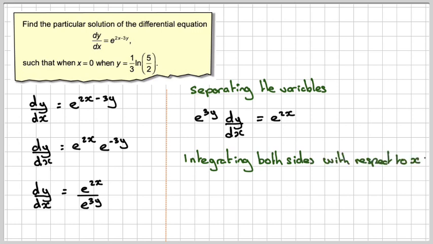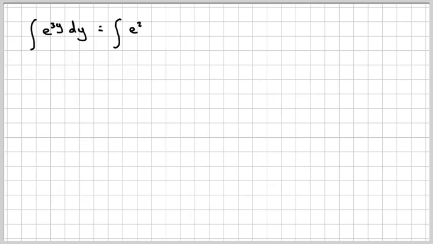And that does seem a little bit strange, but if you put a dx here, obviously this will just become dy. So the integral of e to the 3y dy is equal to the integral of e to the 2x dx. Right, so continuing over here.